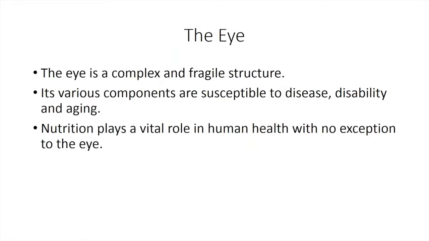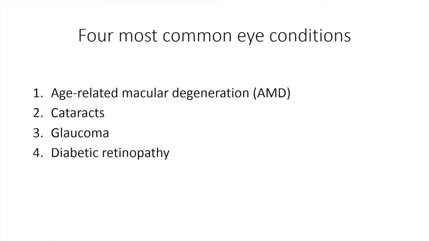So it is a complex and fragile structure. It's amazing, isn't it, the eye? Its various components are susceptible to disease, disability, and aging, and nutrition plays a vital role, not only, of course, in every single organ, but particularly with the eye. Hugely important, as we'll learn.